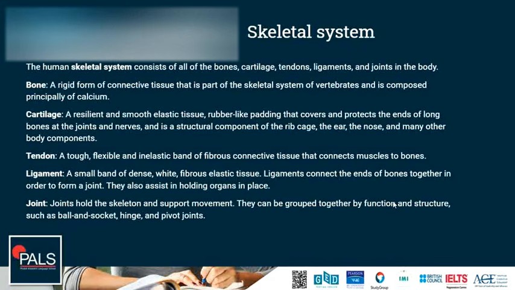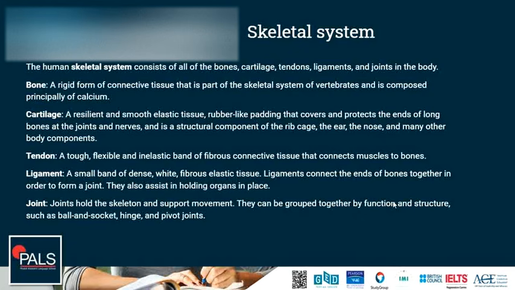The skeletal system consists of all the bones, cartilage, tendons, ligaments, and joints in the body. A bone is a rigid form of connective tissue that is part of the skeletal system of vertebrates, and it is composed principally of calcium. Cartilage is a resilient and smooth elastic tissue, rubber-like padding that covers and protects the ends of long bones at the joints and nerves. And it's a structural component of the rib cage, the ear, the nose, and many other body components.